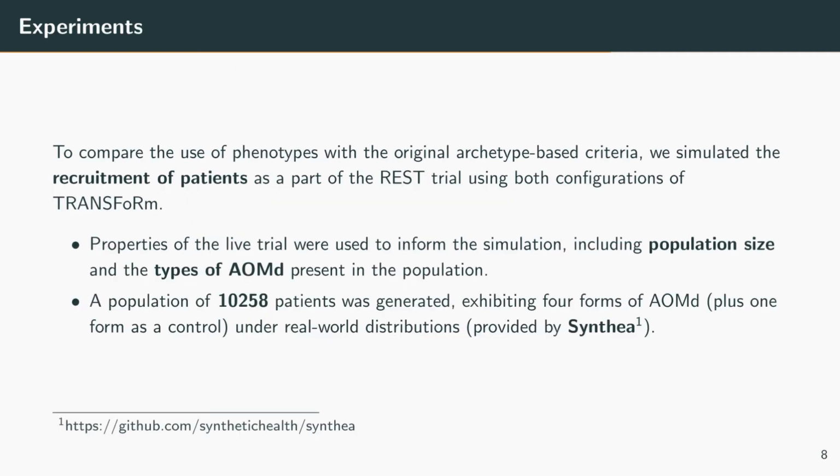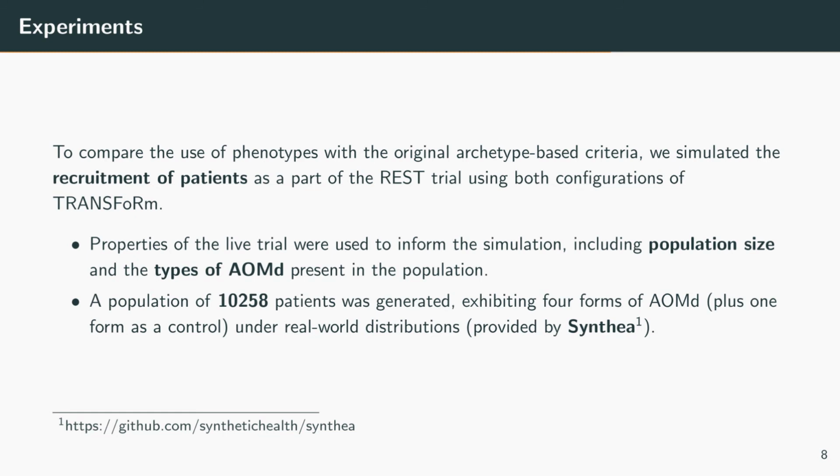The next step was to compare how our new computable phenotype representation for AOMD compares to the original archetype-based criteria. And to do this, what we did was to re-simulate the REST trial. We started off by generating a synthetic population of patients. This was informed by the REST trial itself, which allowed us to get an accurate population size. This was about 10,000 patients. And the second was to actually use realistic types of AOMD that would be present in the population. And we fed this all into the Synthea population generator, which allowed us to get real-world distributions for these conditions.